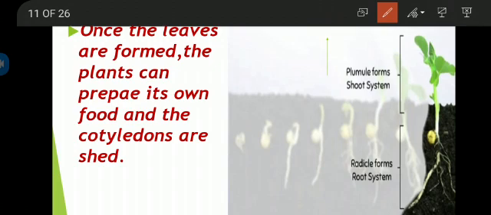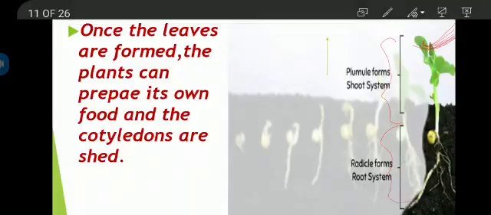Once the leaves are formed, the plant can prepare its own food and the cotyledons disappear. So here you can see this is the shoot system of the plant, that is plumule, and this is the root system of the plant, that is radicle. Okay, and this baby plant, this young plant, is called your seedling.